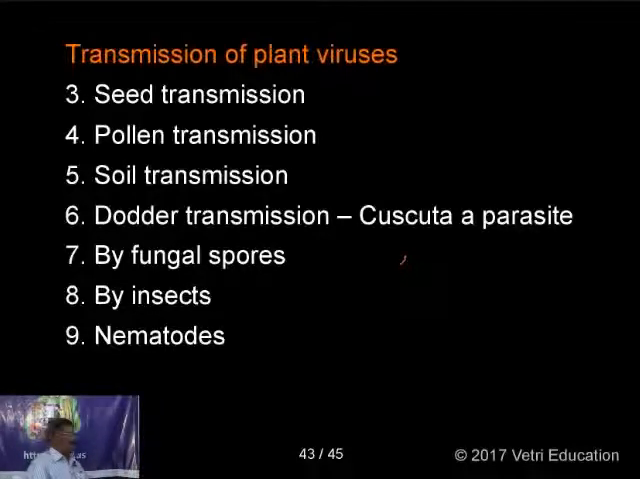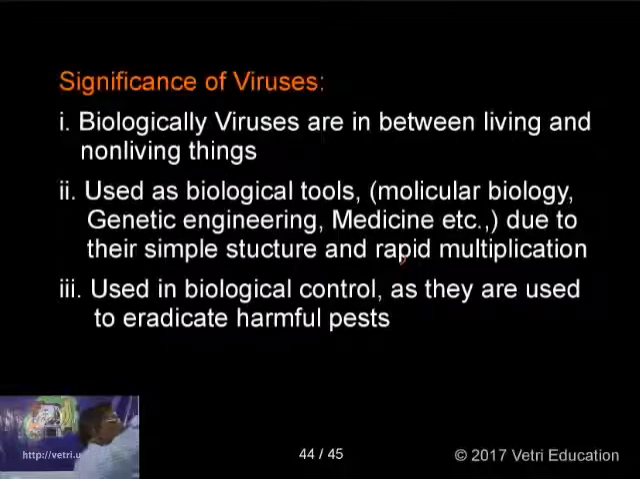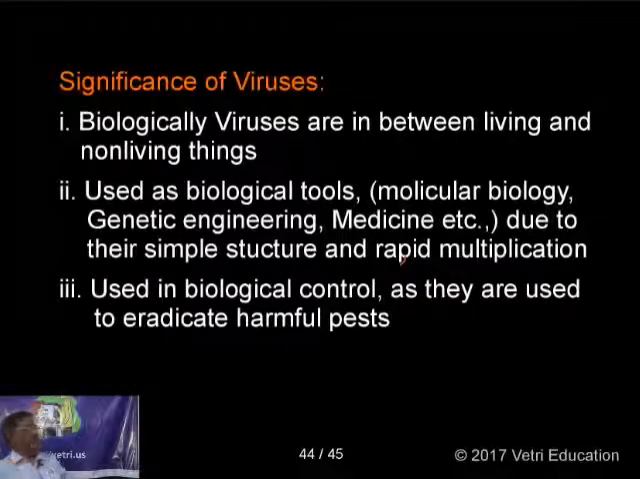These are the animals that are found in the soil. They are also responsible for transmission of the viruses from one plant to another plant. In the same way, sometimes some things we can control, but some we cannot control. But the spread of the viruses takes place any place, any area, any time. The spreading takes place by all these methods. In addition, some other methods are also there to transfer the disease. And at the end, we can discuss the significance of viruses.